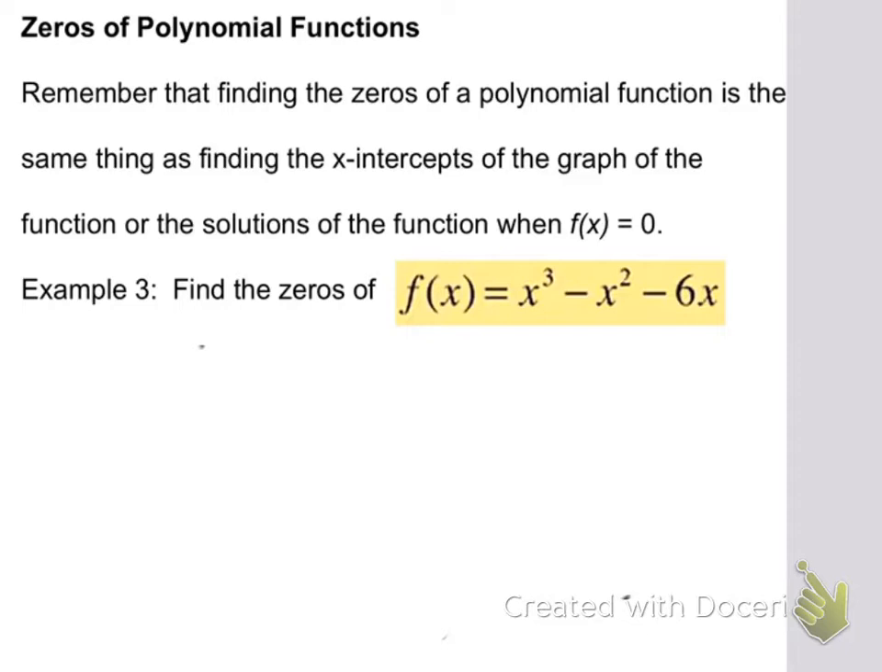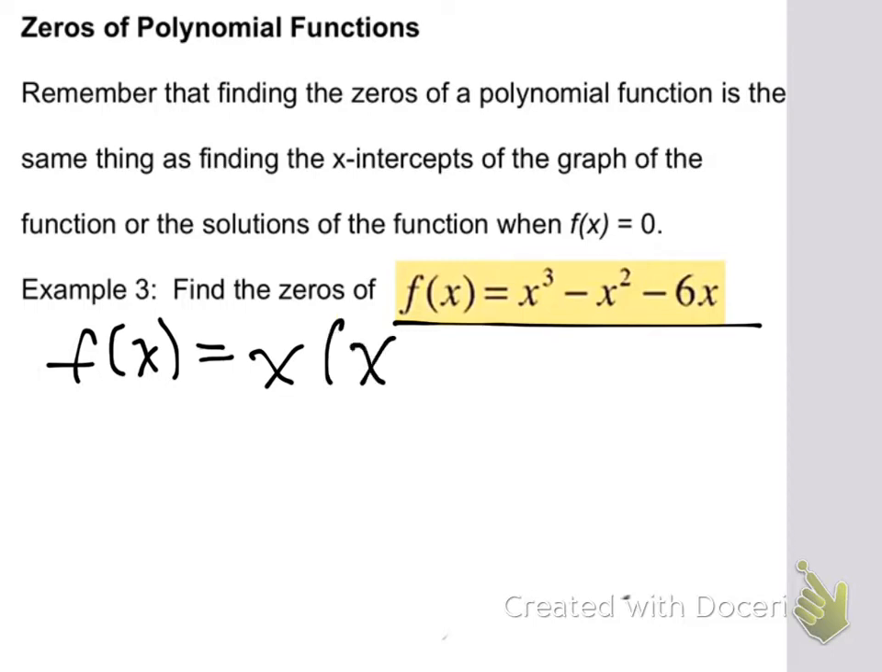And this is easy because we've done this. Find the zeros of the polynomial function here. So we have f of x equaling all of this. Let's factor out an x. So f of x equals x times x squared minus x minus 6. When we're finding the zeros, we set f of x equal to 0. So 0 equals x times, now let's factor this quadratic.